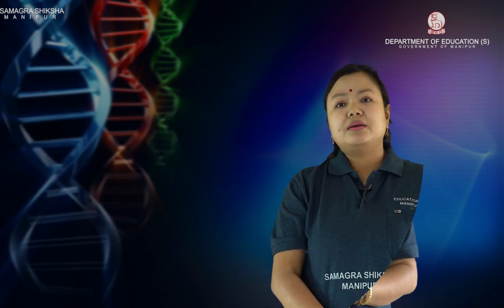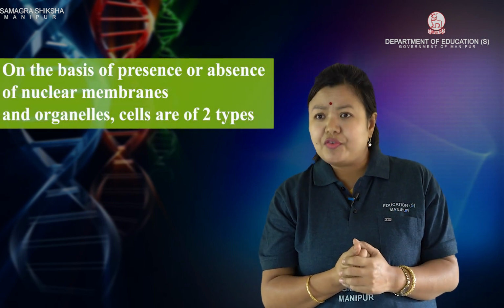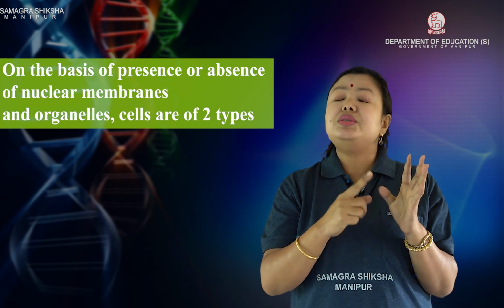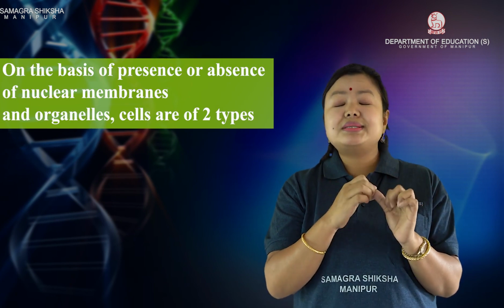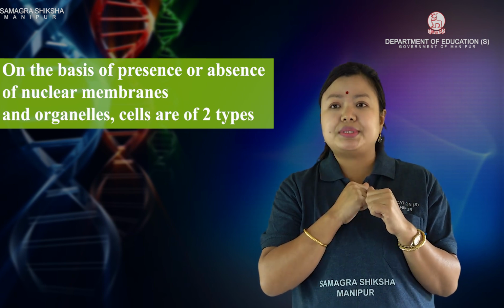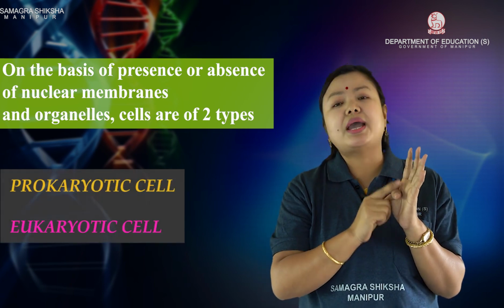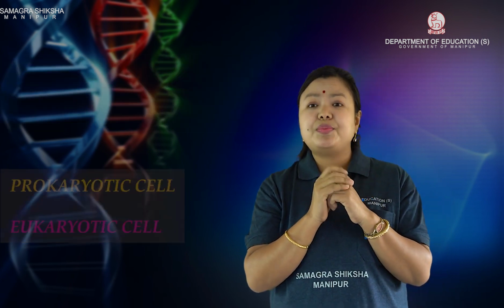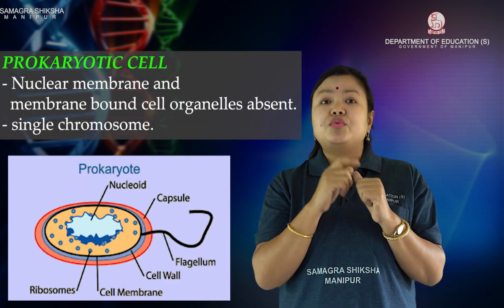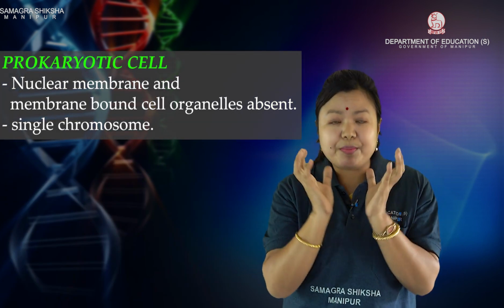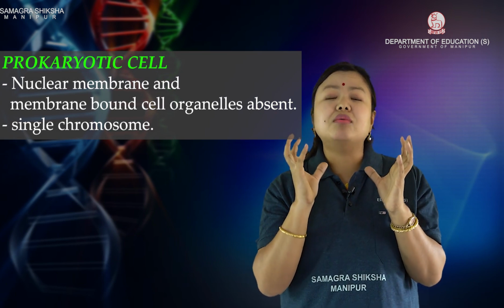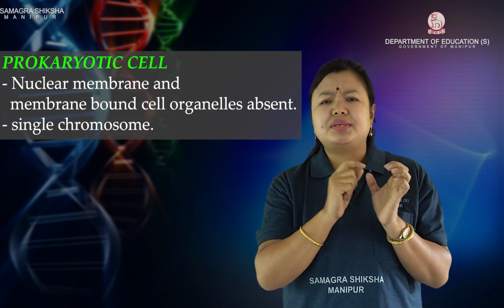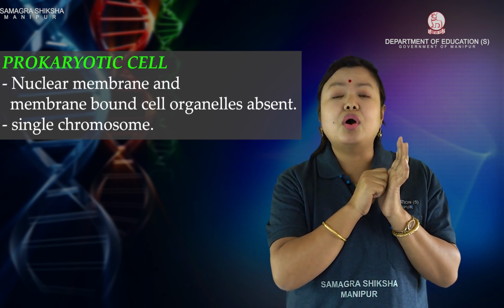Again, on the basis of presence and absence of nuclear membrane and cell organelles, cells can again be divided into two types. They are prokaryotic cells and eukaryotic cells. Prokaryotic cells are the primitive cells in which the nuclear membrane and the membrane bound cell organelles are absent. And the organisms which possess such kind of cells are known as prokaryotes.